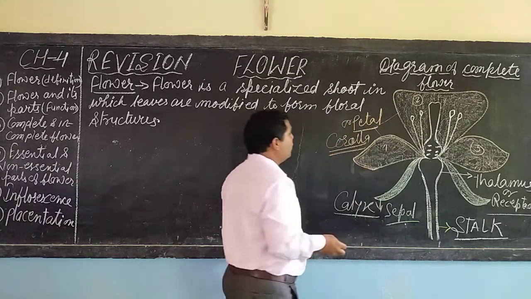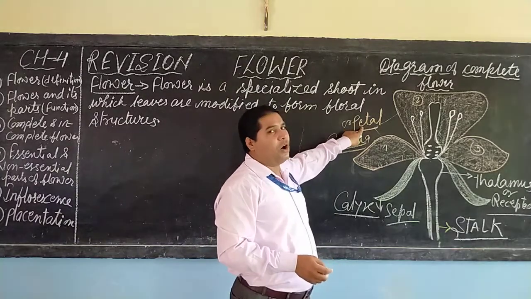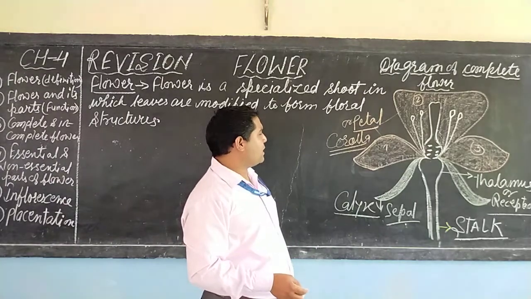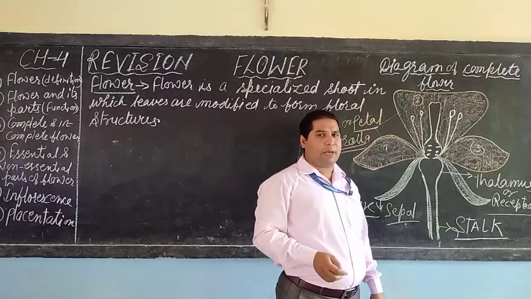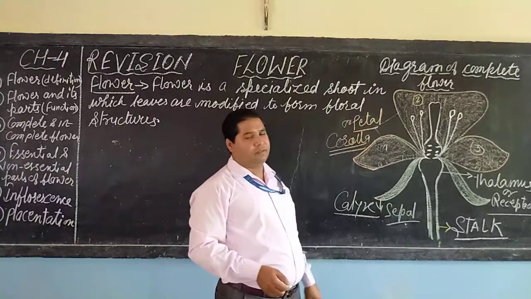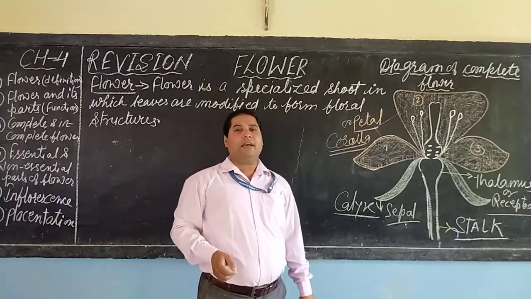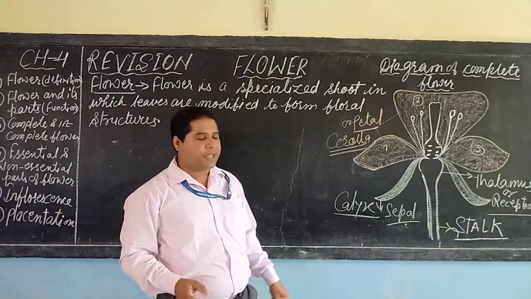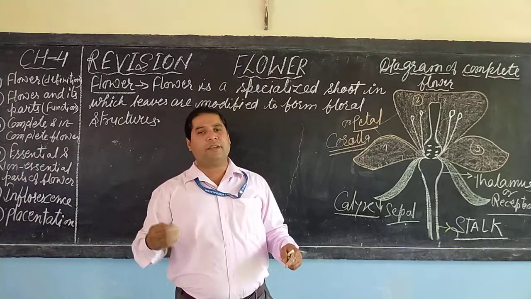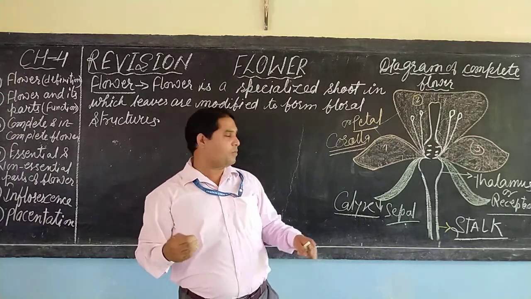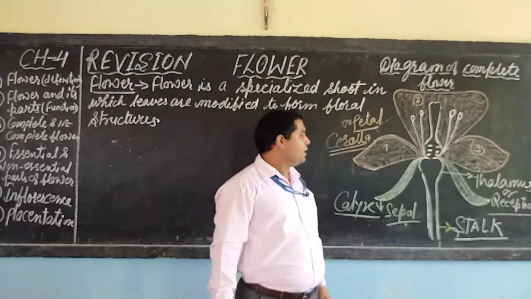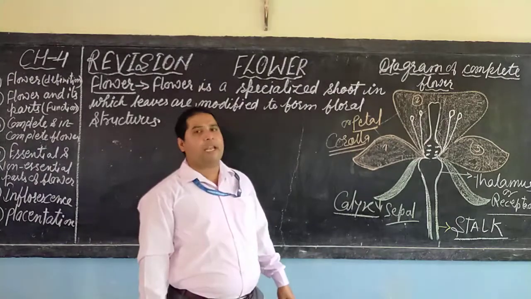Dear student, the collective name of the petals is known as corolla. Now I am going to explain the remaining parts, which are not engaged in the reproductive function. Means they do not have a reproductive function, so they are known as non-essential parts of the flower. Now I am going to proceed to the male part of the flower.